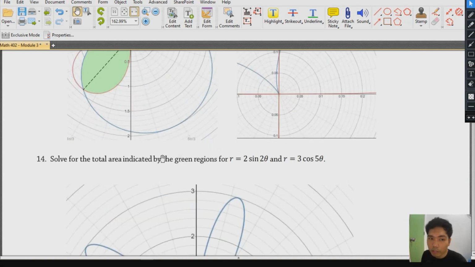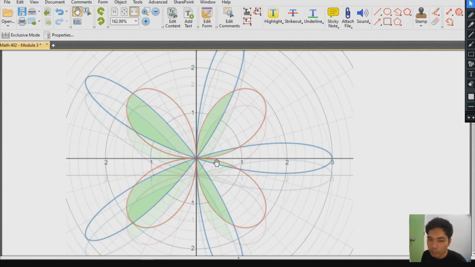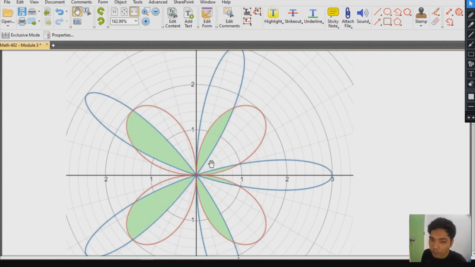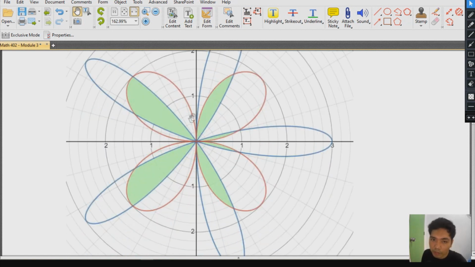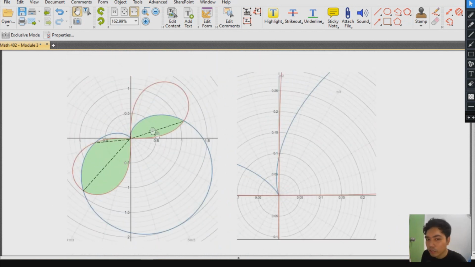So sa 14, meron dito 14. Solve for the total area indicated by the green region. So yan, kung mapapansin nyo, may green region dyan. So ang technique dito sa symmetric areas natin, kasi kung mapapansin nyo, diba, symmetric to, tsaka ito, pati ito, tsaka ito. So basically, just determine the region bounded by these 3 parts, and then you multiply it by 2. Pwede yung ganon. Kasi unlike this one, ang regions niya is actually hindi symmetric.